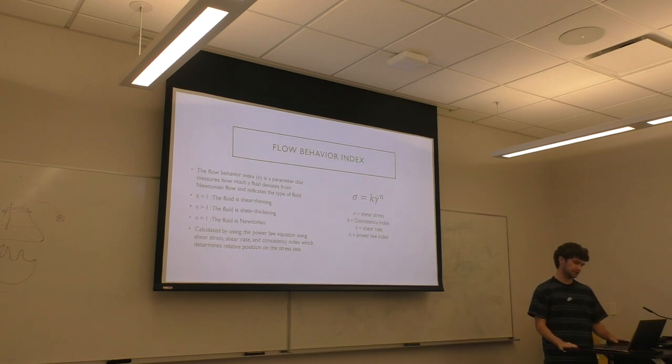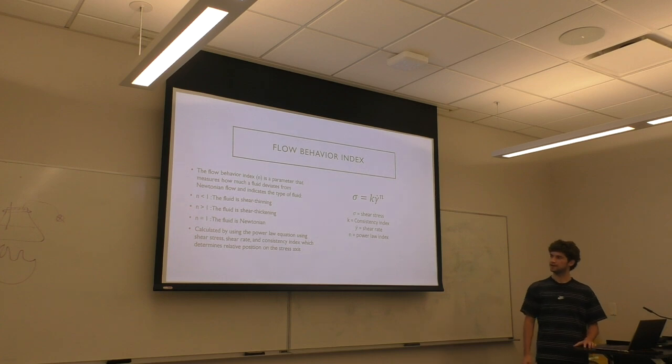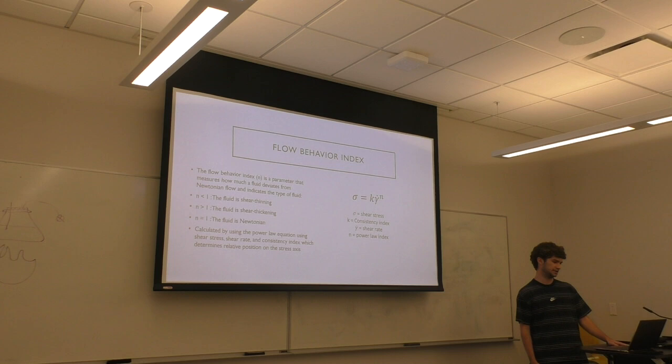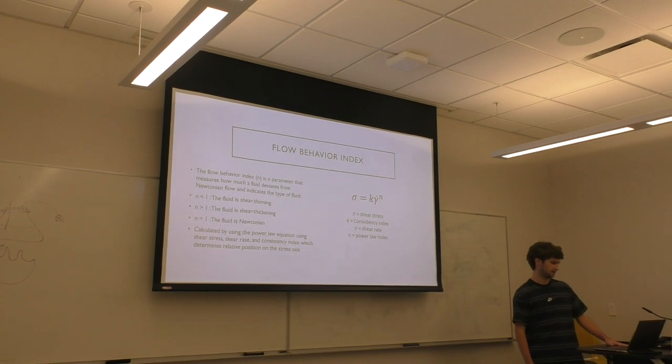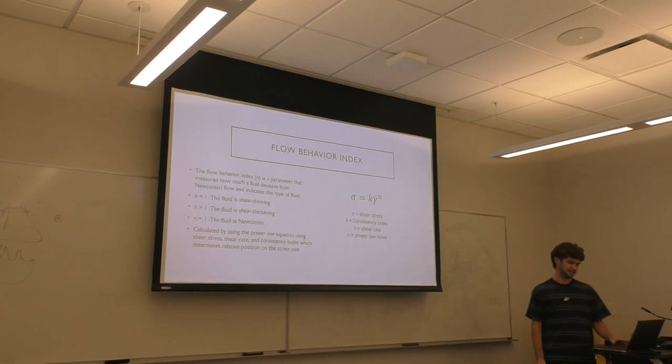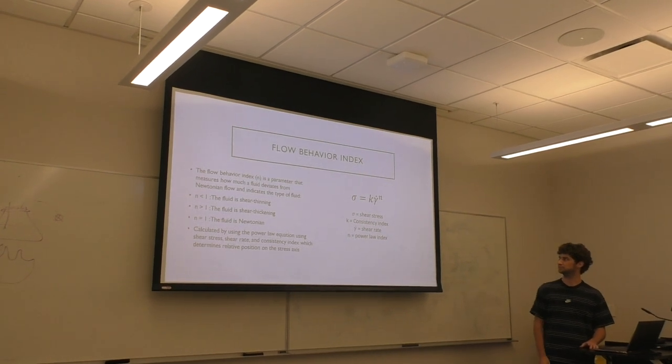In mathematical terms, you can see if a fluid is shear thinning or shear thickening based on the flow behavior index, which we characterize as the letter N. And if the N is less than 1, it's a shear thinning fluid, greater than 1, shear thickening, and equal to 1, it's Newtonian. And we calculate this using the power law equation, which is an equation consisting of shear stress, consistency index, shear rate, and power law index, like I said. The consistency index is a weird variable that determines the relative position on the stress axis, but yeah, it's defined by K.